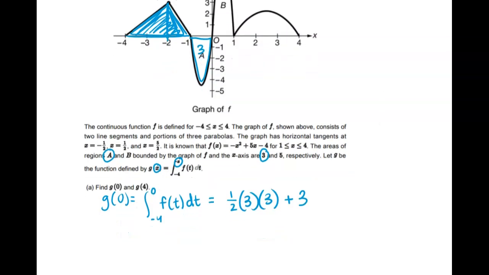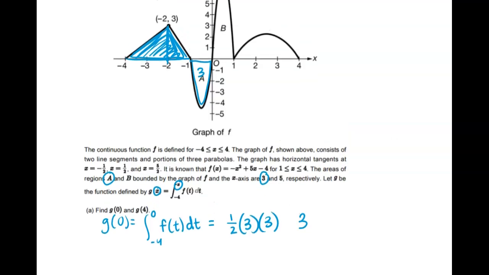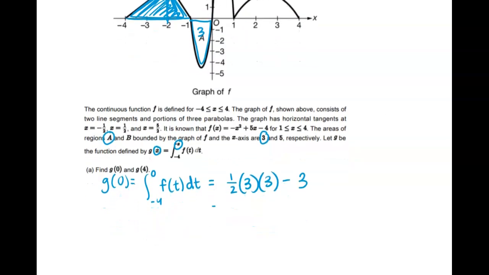Oh, you know what I just missed though? I hope you missed it too. Or I hope you didn't miss it. Hopefully you're thinking, oh, she made another mistake. This is below the x-axis, so it's -3. So now what we end up with is 9/2 minus, well, if we write 3 in terms of halves, it's 6/2. So g of 0 is 3/2.